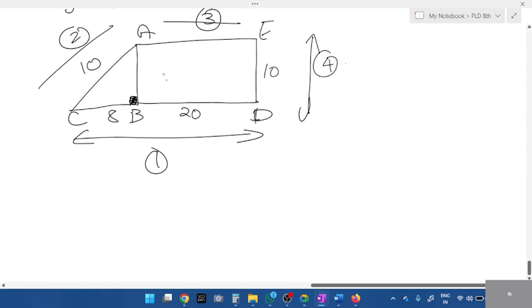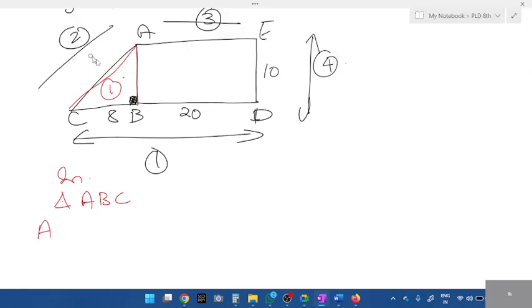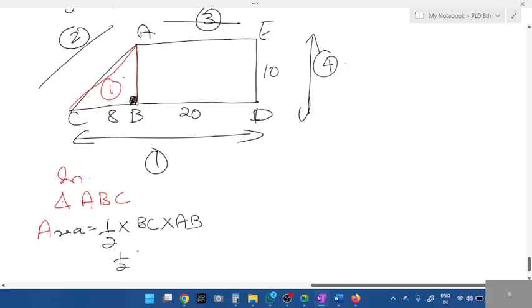Then this quadrilateral has how many polygons? Does it have one right angle triangle? This right angle triangle here. That is what you have to mention. Triangle symbol, triangle ABC. In triangle ABC, what is the area formula? Area is equal to half. Which is the base for the first triangle? BC, right? What is the height? Height is equal to AB. Very good.